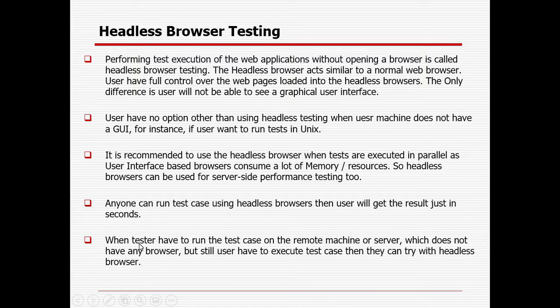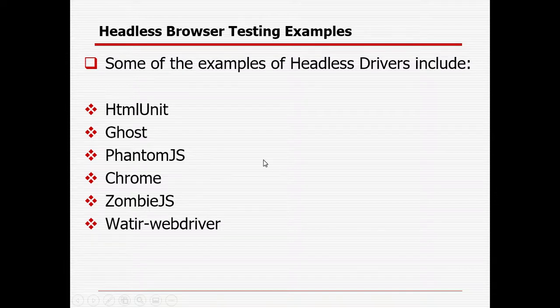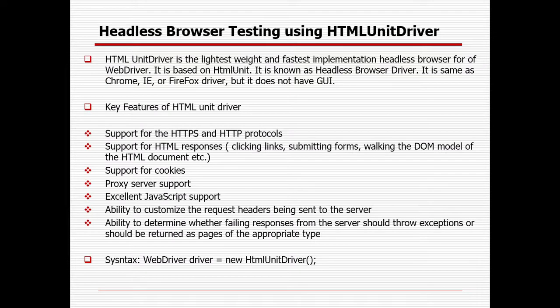When a tester has to run the test case on a remote machine or server which does not have any browser, but still has to execute the test case, they can try the headless browser. So these are examples of headless browsers. You can use Chrome in headless mode, but the primary headless browsers are HTML Unit browser, Ghost, Phantom.js, Zombie.js, and others for WebDriver. These are the different headless browsers. So what is the objective of headless browser testing?